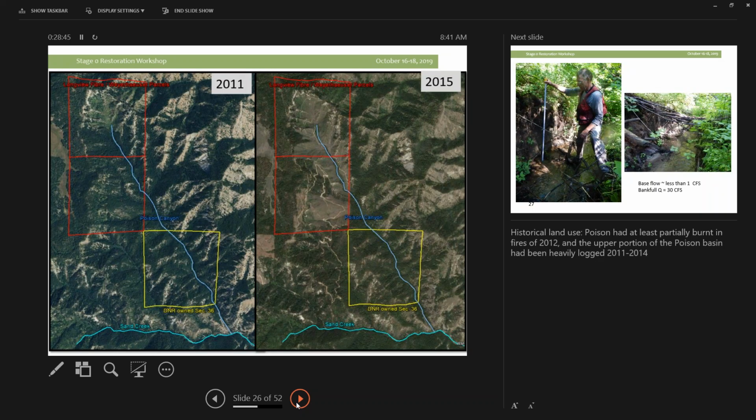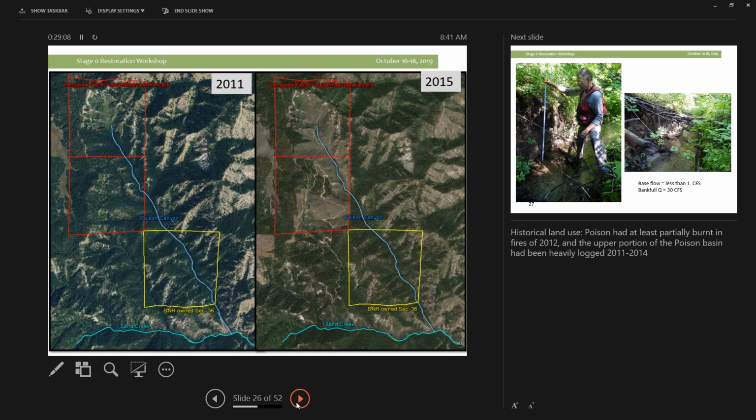So how Pete got clued into maybe this being a location where there might be concern about mass wasting or channel incision or all of these things that we're discussing is that in 2012, in the upper drainage of Poison, some of the area was affected by fire.